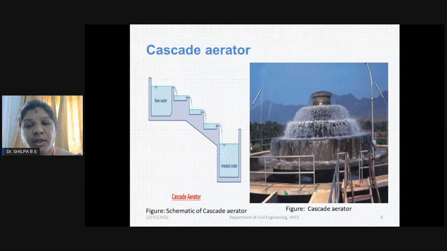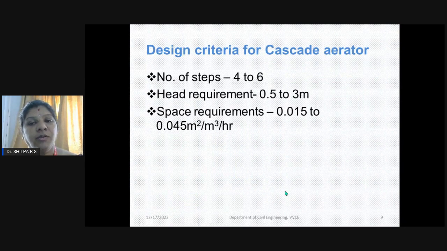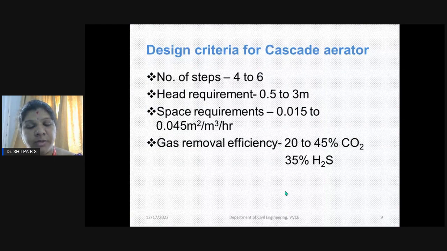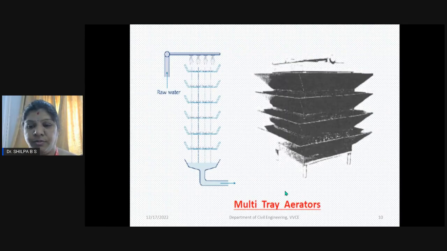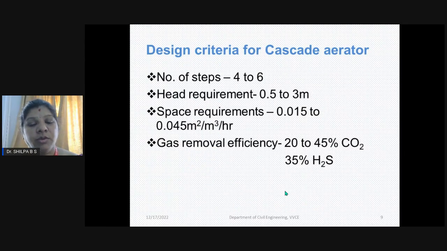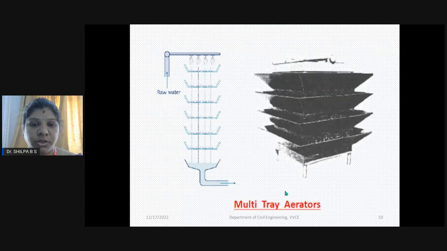In the gravity aerator, the important type used is the cascade aerator. The design criteria for cascade aerators: number of steps 4 to 6, head requirement about 0.5 to 3 meters, and space requirement 0.015 to 0.045 square meter per cubic meter per hour. The gas removal efficiency for carbon dioxide is 20 to 45%, and for hydrogen sulfide about 35%.